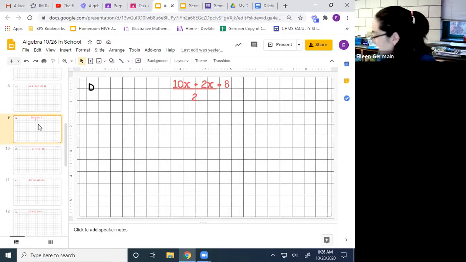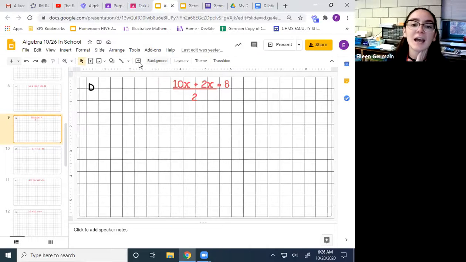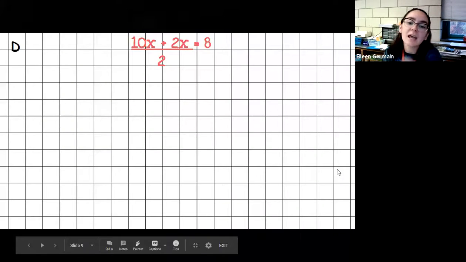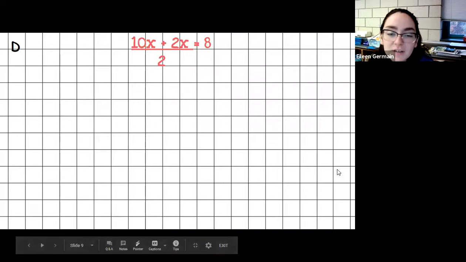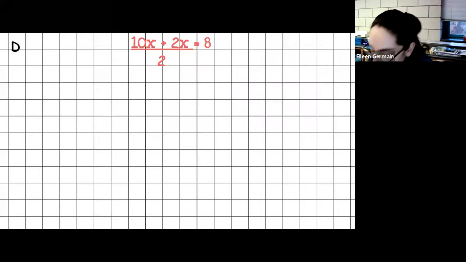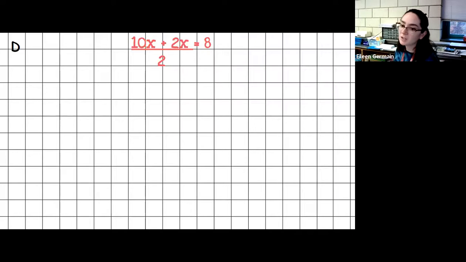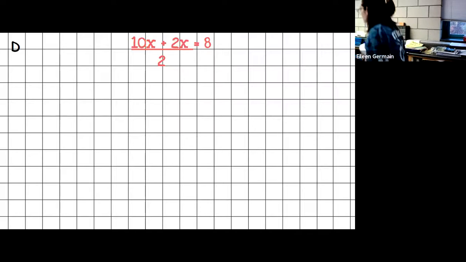Let me just get my answer key. So we're looking at letter D here. We're going to solve this equation, and it says 10x plus 2x divided by 2 is equal to 8. I'm going to have some people unmute themselves and walk me through the steps they took to solve this equation. Be prepared, because I might ask you to unmute and tell me your steps.